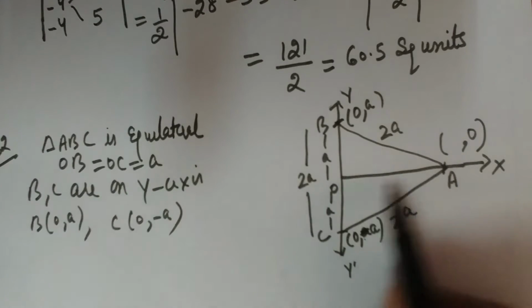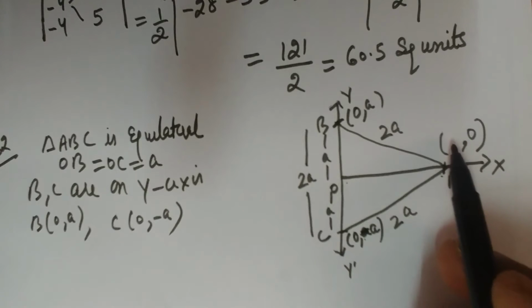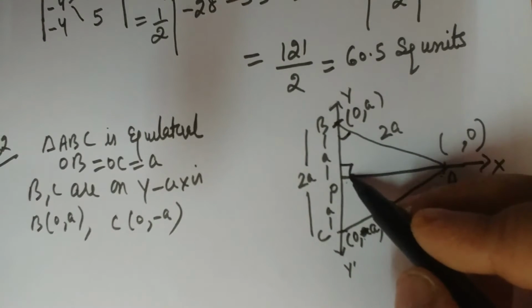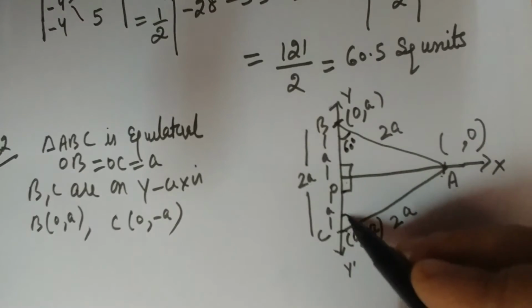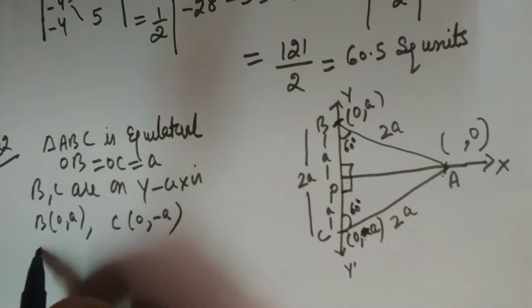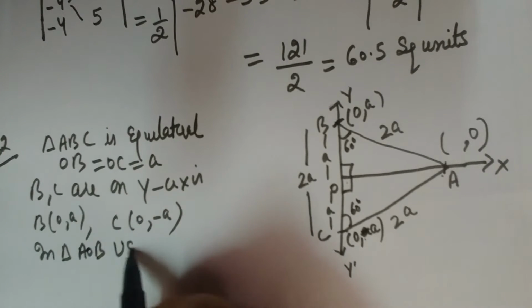So for it, I'll use this distance formula. I just need this OA. That will give me what is my x coordinate here. And for working it out, because this is a right triangle, since it is an equilateral triangle, all these angles are 60, 60. So let us take triangle AOB using Pythagoras theorem.